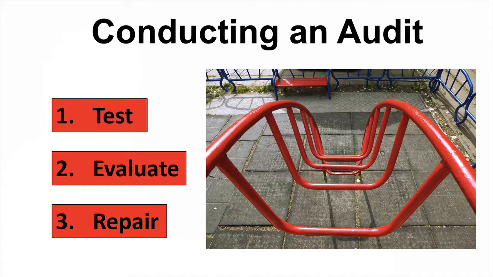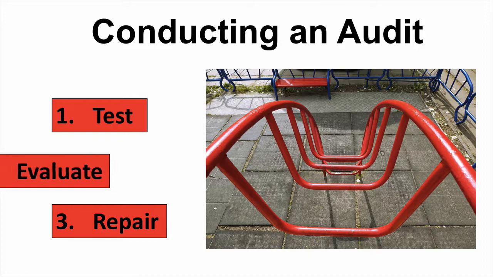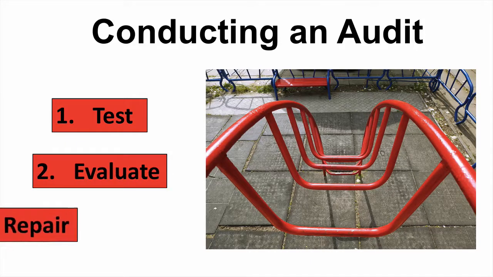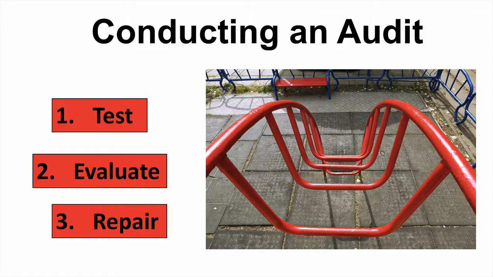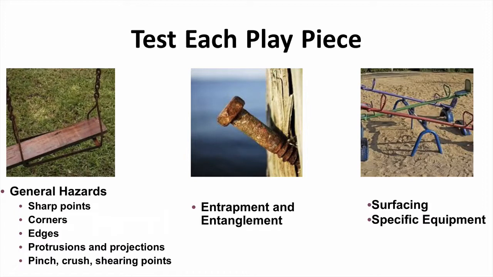The safety audit is a detailed examination of each individual play component as well as the whole playground area. The audit consists of 3 elements: test, evaluate, and repair. Using probes, gauges, hands, and eyes, examine each piece of equipment for general hazards, entrapment hazards, and entanglement hazards.